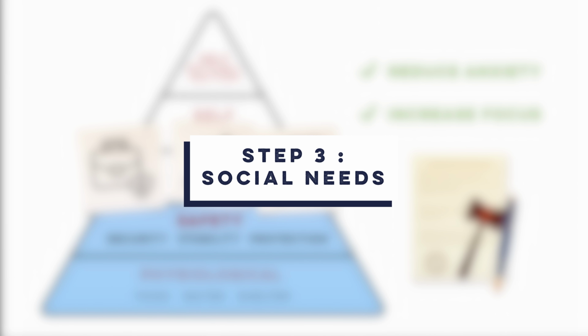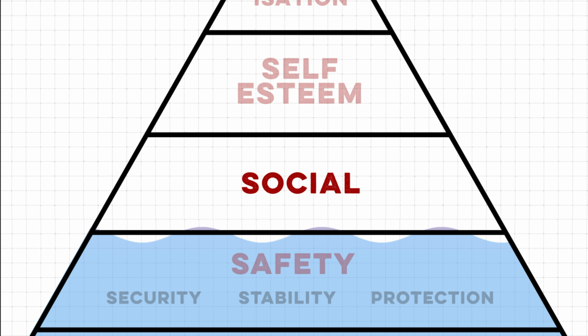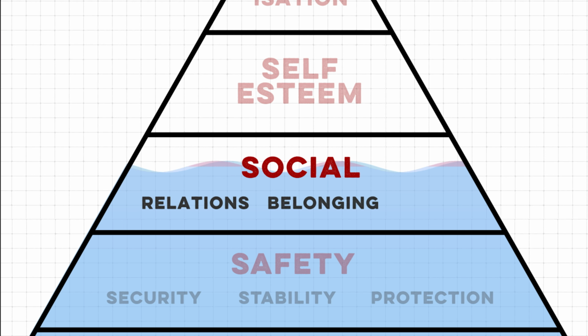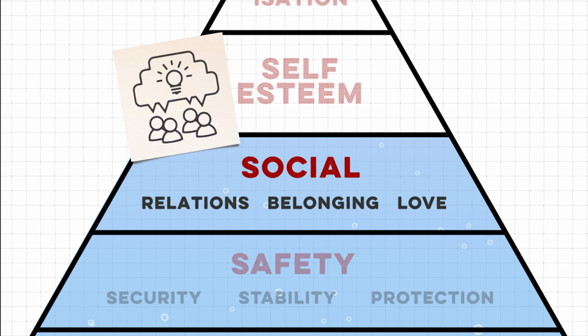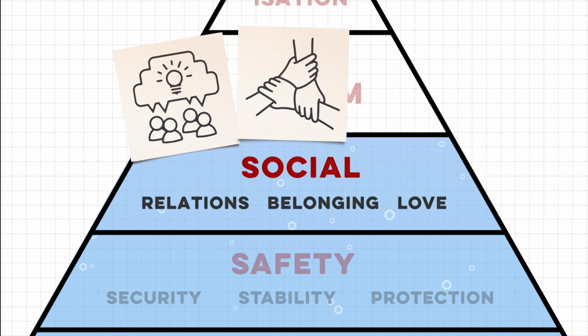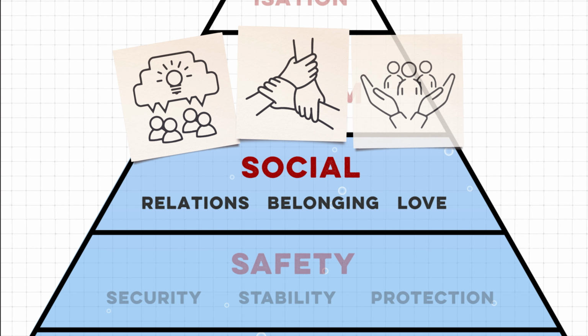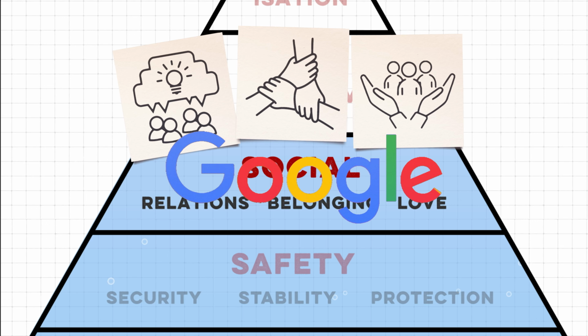Step 3 are the social needs. Social needs involve relationships, belonging, and love. In the workplace, fostering a sense of community and teamwork is essential. Companies can meet these needs by encouraging collaboration, providing team-building activities, and creating a supportive work culture. Companies such as Google spend many hours and invest heavily to ensure a productive and inclusive workplace.